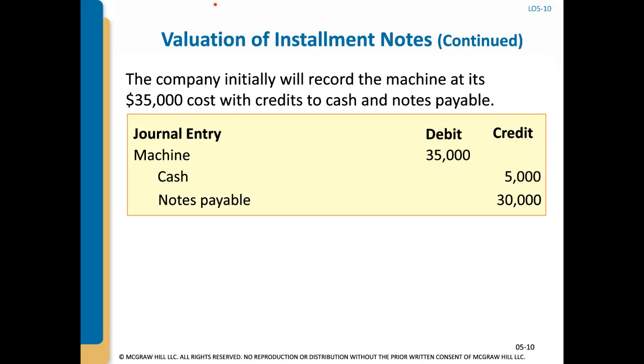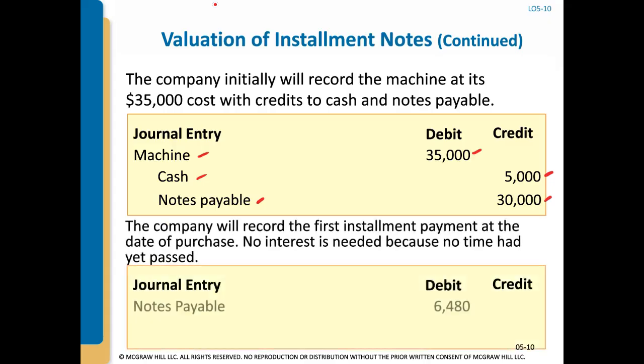If I want to journal entry that, I would say debit machine costs $35,000. I put $5,000 down, so I credit my cash, and then I have a notes payable for $30,000, right? Because I'm going to pay in installments, so I still owe that to the store where I bought my machine. And so when I pay my first installment of $6,480, I'm going to debit my notes payable and credit my cash. And that's going to be for each of the notes installment amounts.